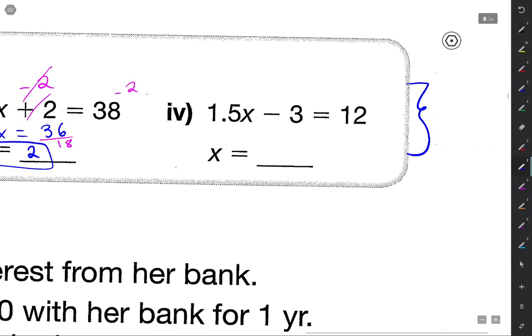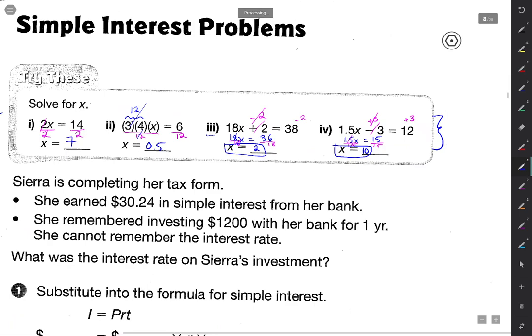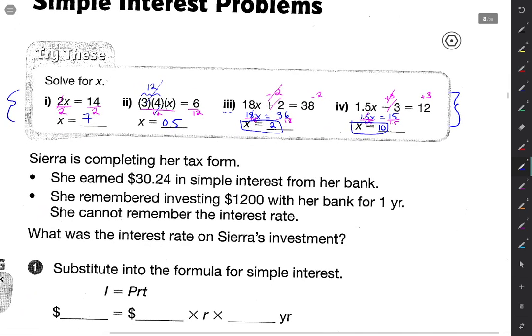And then finally, on this last one, we would first get rid of that minus 3. So we'd have to do the opposite of minus 3, which would be plus 3. That would cancel that out. But whatever we do to one side, we have to do to the other. So then we're going to be left with 1.5x equals 12 plus 3 is 15. And then we would divide by 1.5 on both sides. So that would cancel that 1.5 out, and then 15 divided by 1.5 is 10. So we would be left with x is equal to 10. So we're going to have to use this process in some of these problems below.